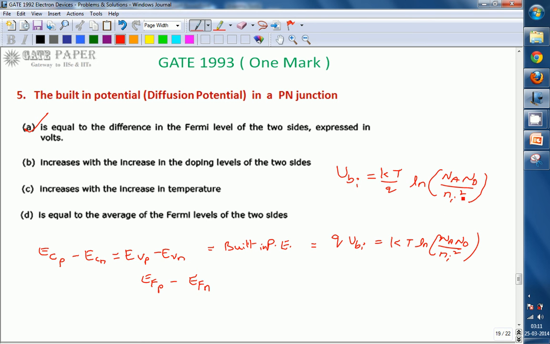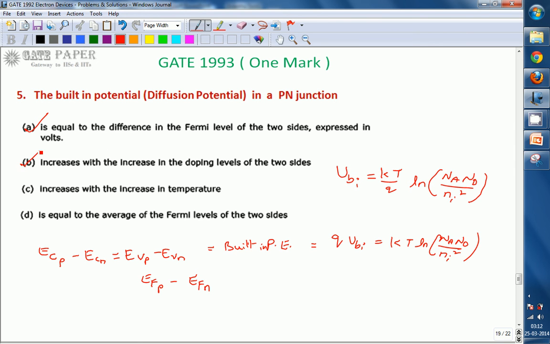With the help of this information, check option B: increases with increasing doping levels of the two sides. Built-in potential increases with increase in doping levels of the two sides. Doping levels of the two sides are nothing but the Na and Nd values. If Na and Nd increase, Vbi is directly proportional, so definitely Vbi is going to increase. So B is also a right option.